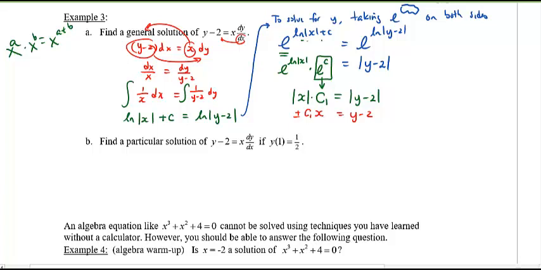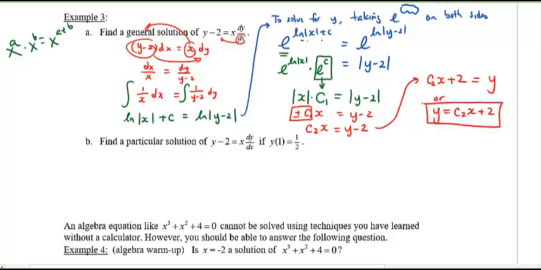Well, that c sub 1 is just another constant, right? Plus or minus c sub 1 is another constant. So I could just rewrite this as another constant. I'll call that c sub 2 x. And that equals y minus 2. Or, better yet, to solve for y, y is equal to c sub 2 x, so a constant times x, plus 2. Or if you like to write it like this, that's okay as well. Okay, there's my general solution.